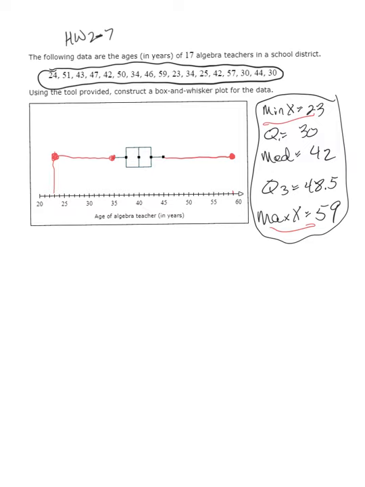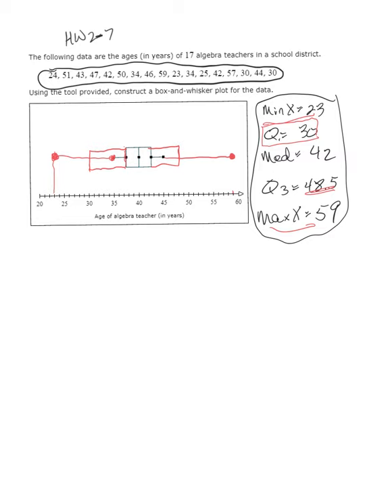All right, then the left side of this box is where the first quartile is. So the first quartile is at 30. So I'm going to take my box and I'm going to take it out to 30. And I'm going to take the right side of the box all the way to 48.5. So 48, somewhere in here. That's going to be the right side of my box.